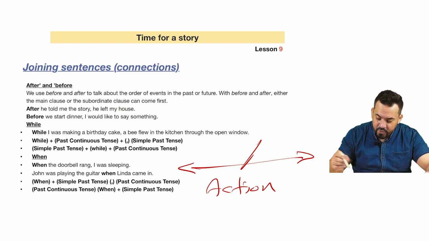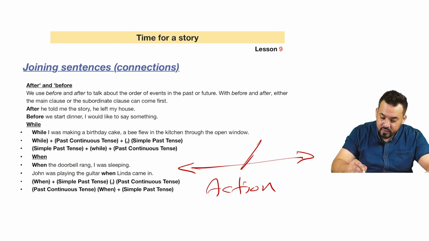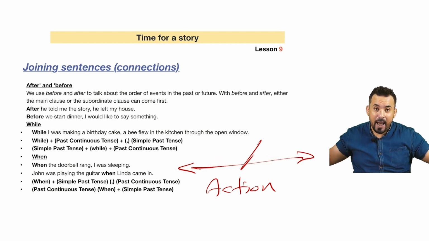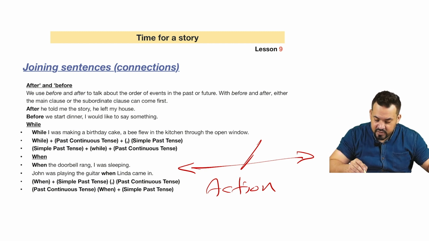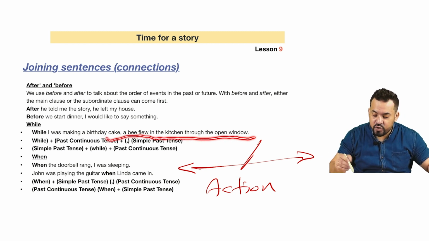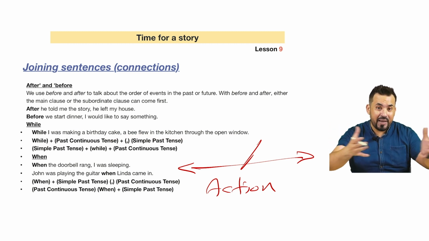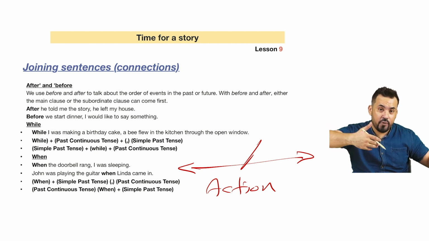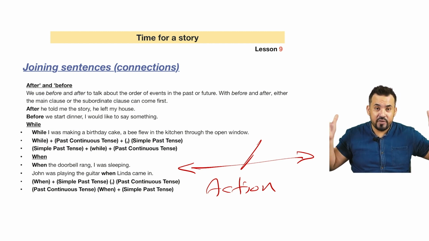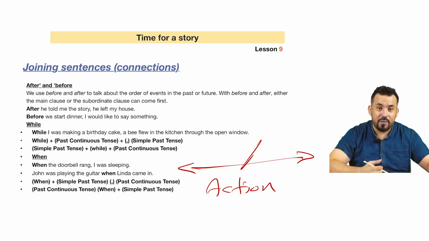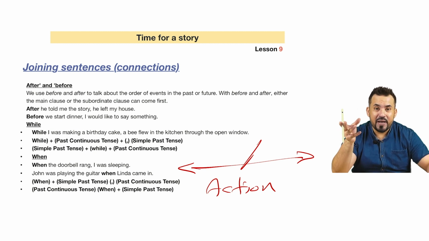While I was making a birthday cake, so the action here, I was making a birthday cake. While I was doing that, a bee flew in the kitchen through the open window. So while the action was taking place and I was baking a birthday cake, a bee flew in. The past continuous goes to the action that was happening, and the past simple goes to the other action that interrupted it. We also studied this in the past continuous.